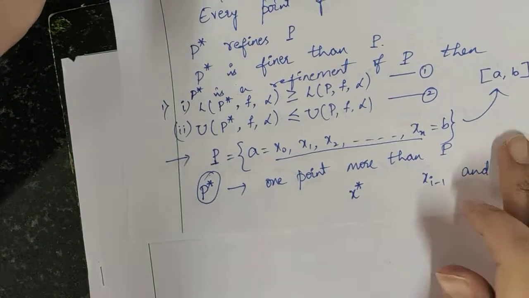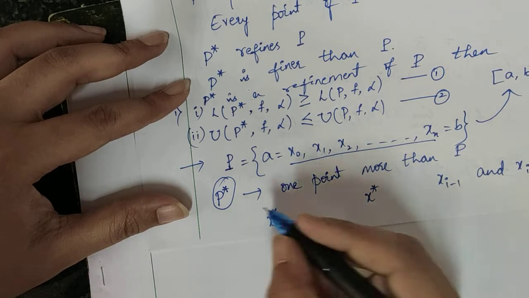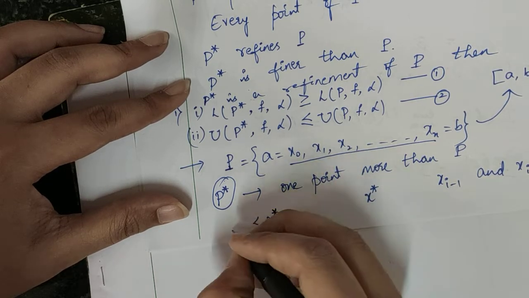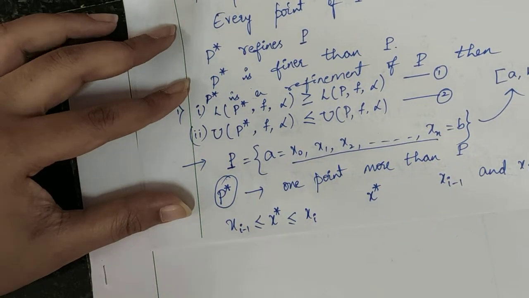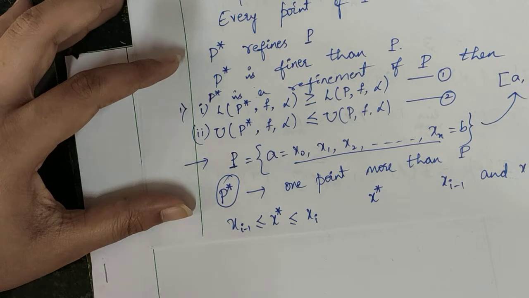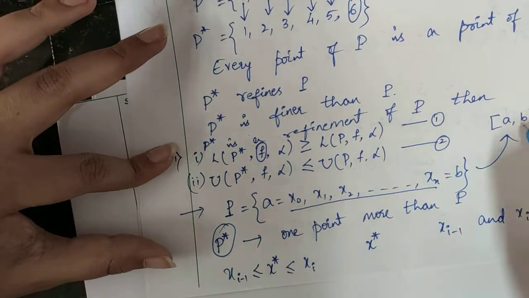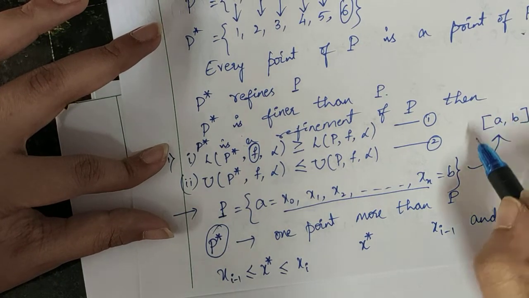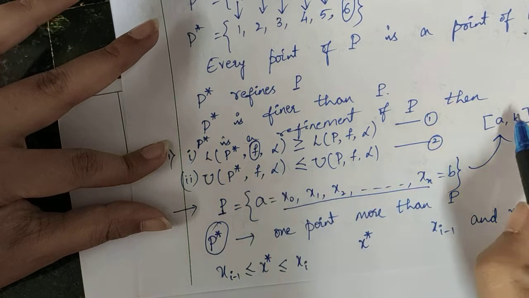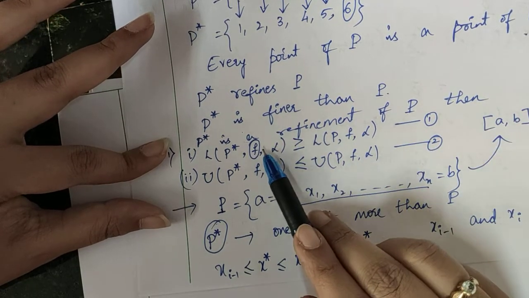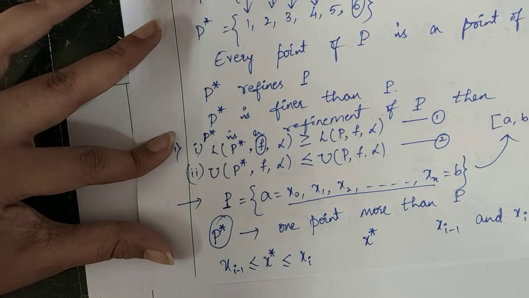That means I can denote that as X star, my extra point, which is in between Xi minus 1 and Xi. Okay. So now we know that f is a bounded function for the entire closed interval a comma b. If function f is bounded over the entire interval, then obviously it is bounded within sub-intervals also.